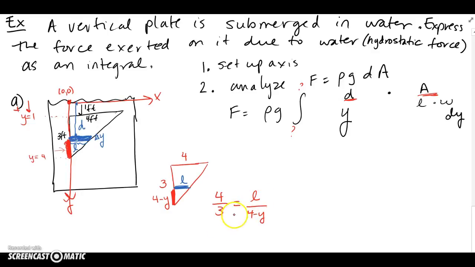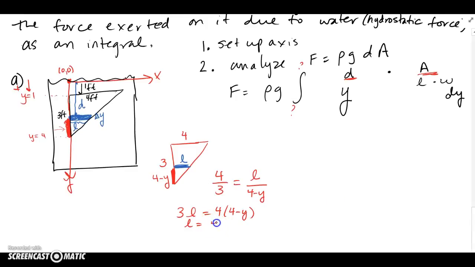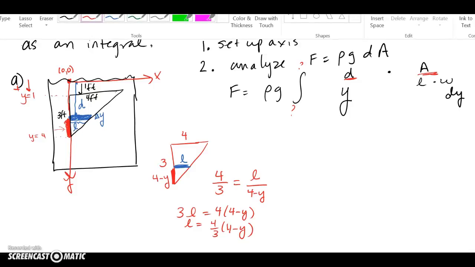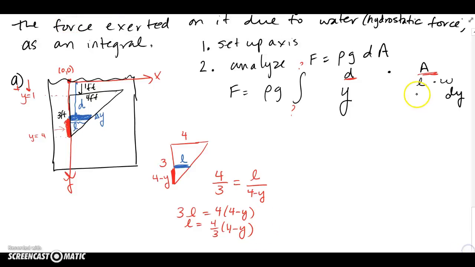And I'm pretty much there. I'm going to cross multiply and get what L should be. And it looks like L is equal to 4/3 (4 minus y). So we got our length in terms of y as we had intended. So I'm going to go put that here. 4/3 (4 minus y) is my length.